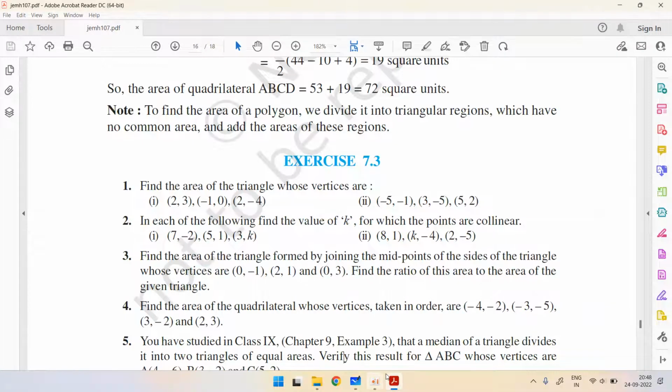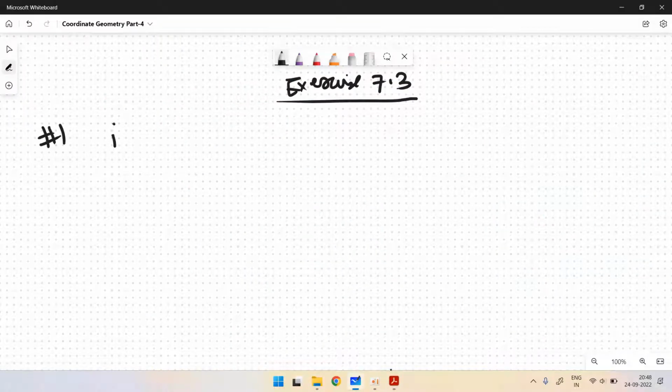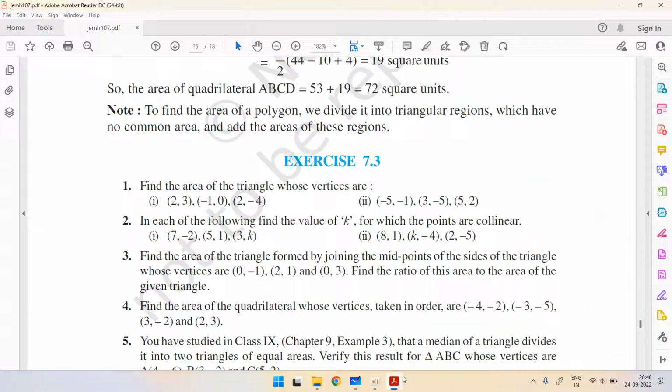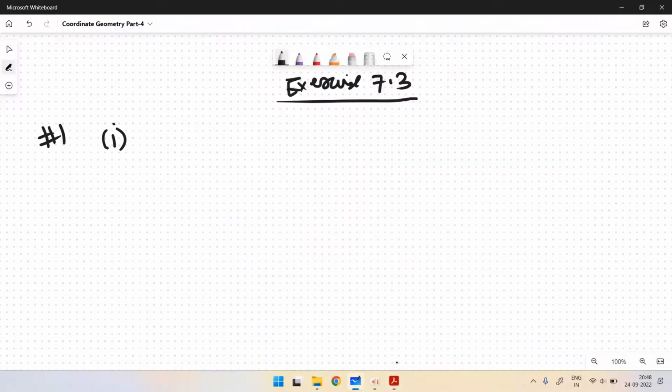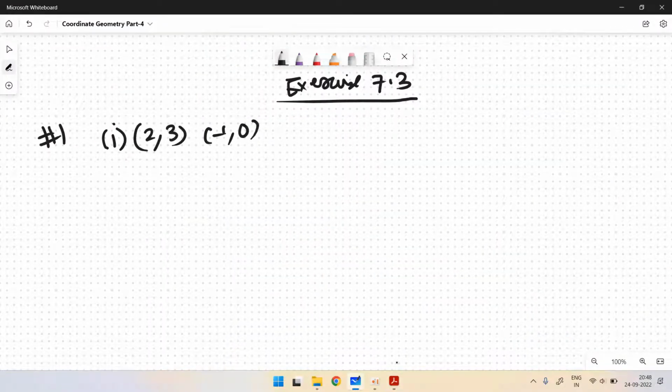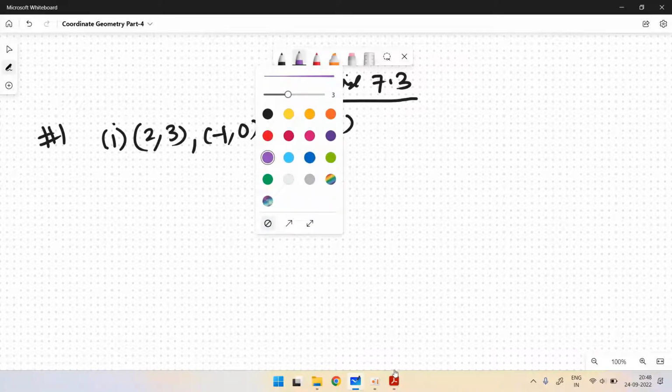Find the area of the triangles whose vertices are these. I will be taking only one question, the first part only. The second part you can do directly, because it's the same thing. Points are 2, 3; minus 1, 0; and the last point is 2, minus 4. These are my points. I need to find the area, directly applying the area formula.